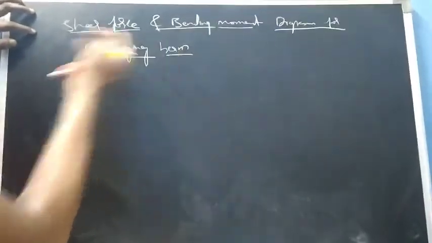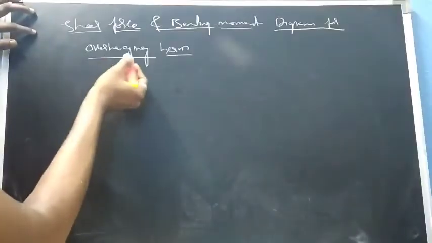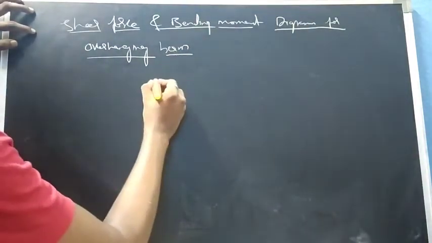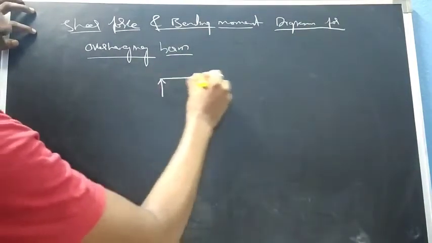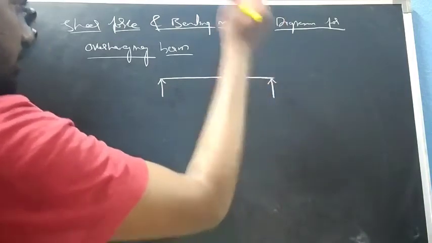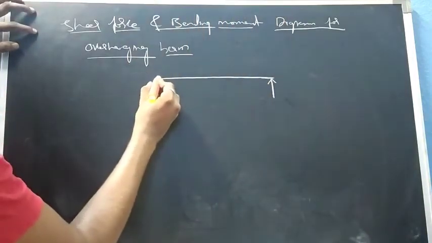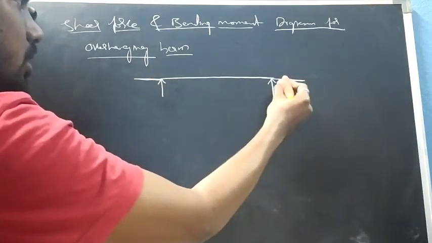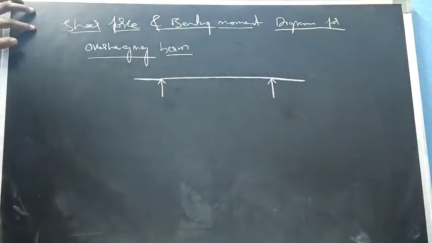So what is an overhanging beam? The end portion of the beam is extended beyond the support. Let's say this is my support. Let's say this is my simply supported beam. So if I extend this end support, it will become an overhanging beam.